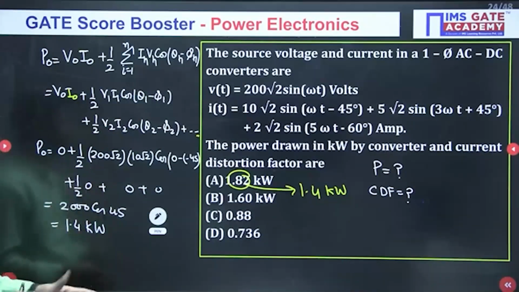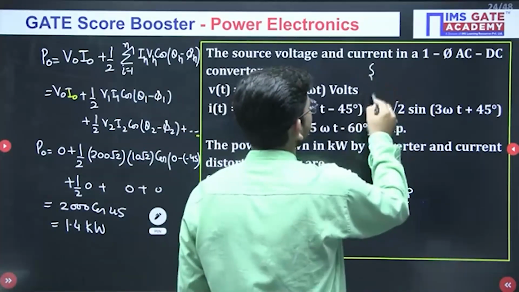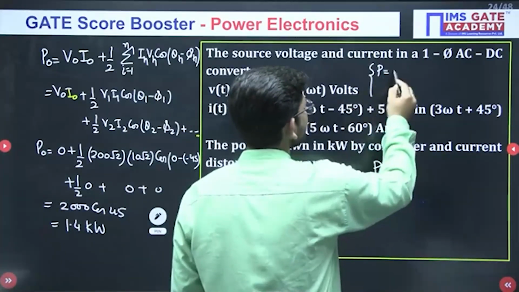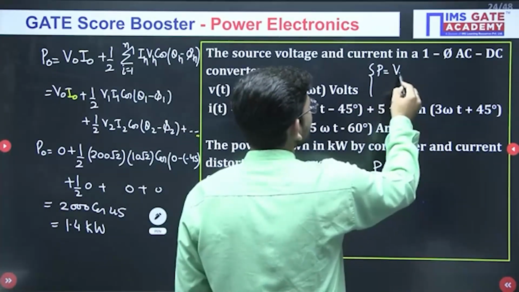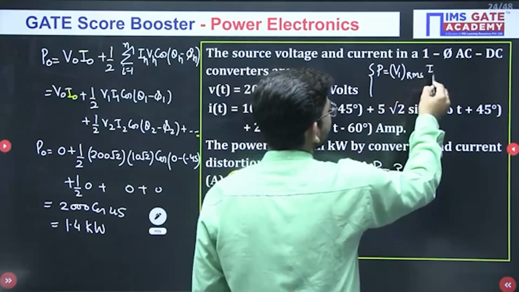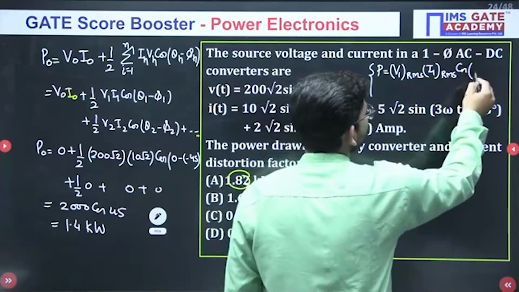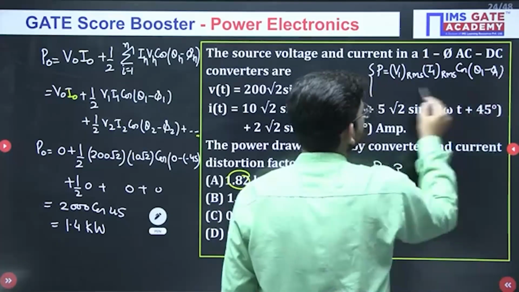This is how you can calculate power. Or simply from next time onward, you can use this trick as well. Whenever you have such a scenario, you can calculate V naught fundamental RMS, then I naught fundamental RMS, then cos of theta 1 minus phi 1. You can directly write this.